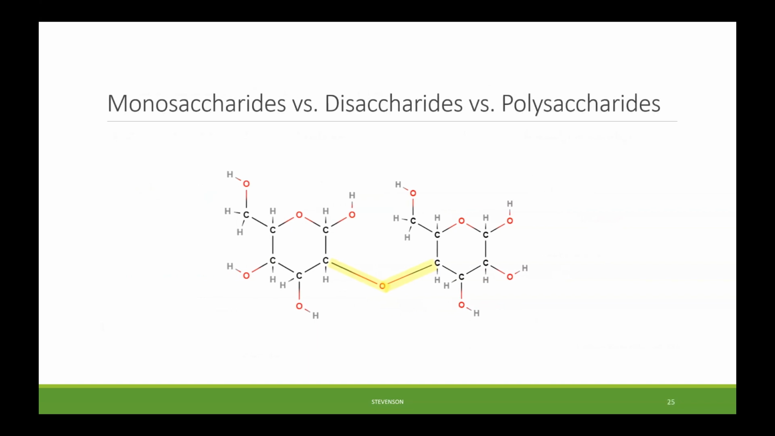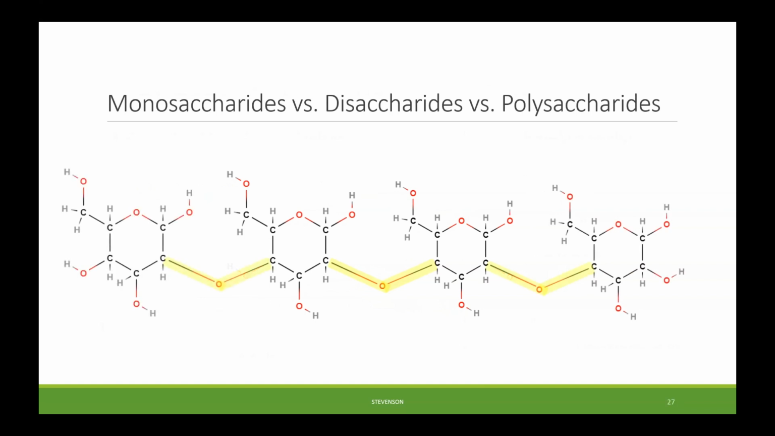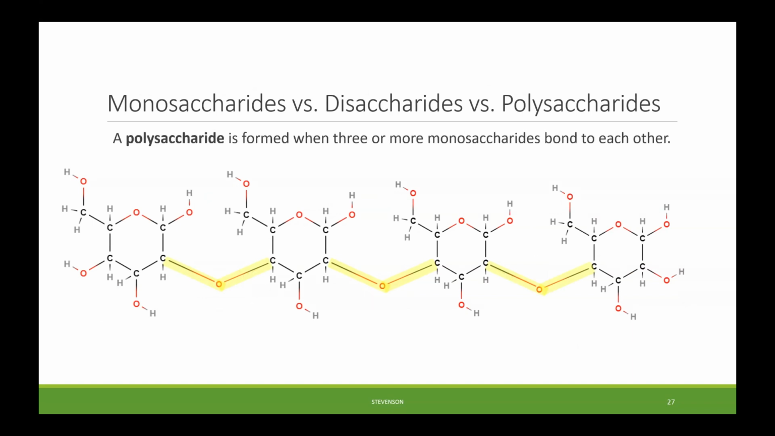So we've seen what happens when two monosaccharides join together and become a disaccharide, but the process doesn't have to stop there. We can keep adding more monosaccharides to this chain and building out this molecule. And when that happens, the molecule is no longer considered a disaccharide, but now it is considered a polysaccharide. The prefix poly means many. And a polysaccharide is what you get when three or more monosaccharides bond to each other. And now what we have is considered a carbohydrate. Polysaccharides are synonymous with complex carbohydrates.